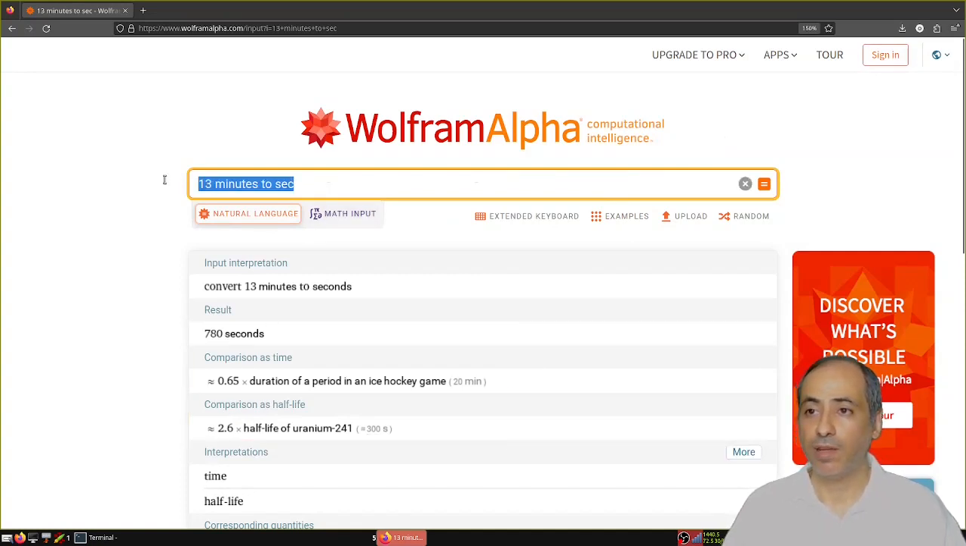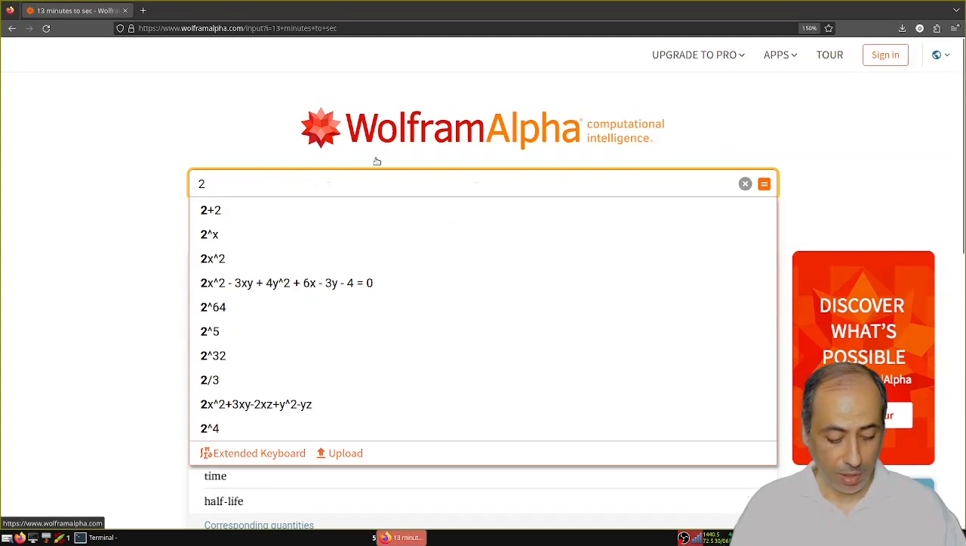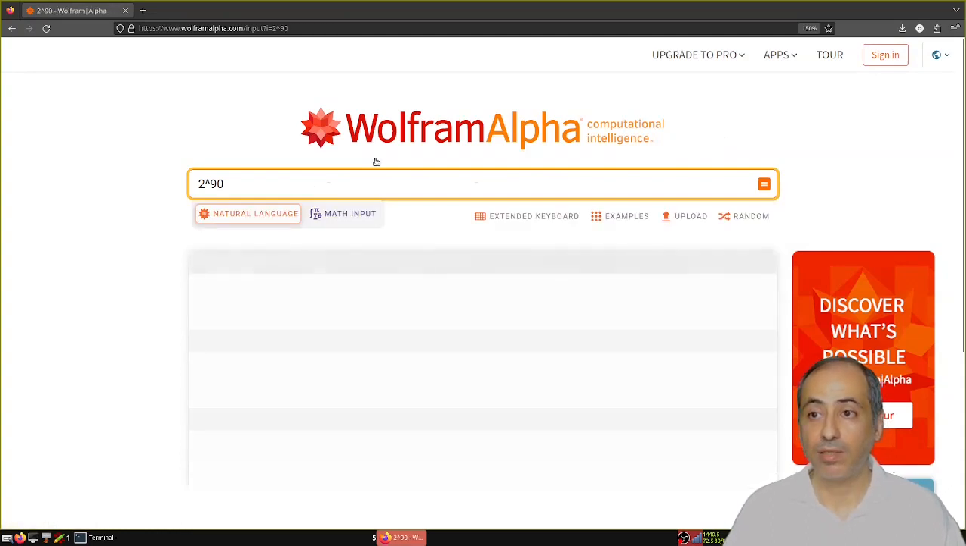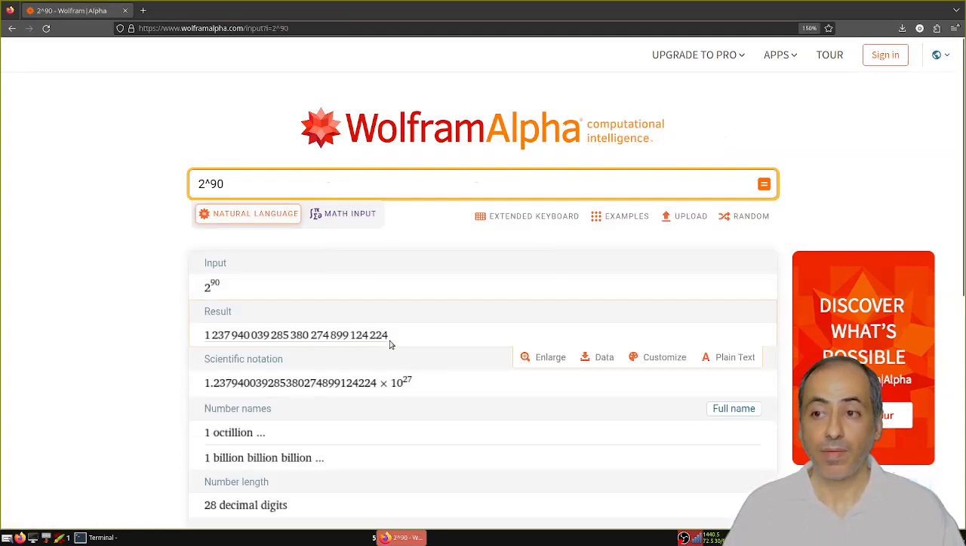So for example, if I want to calculate 2 to the power 90, which is a number of around 28 digits, I press enter and it gives me the number. These are the 28 digits that it can solve.